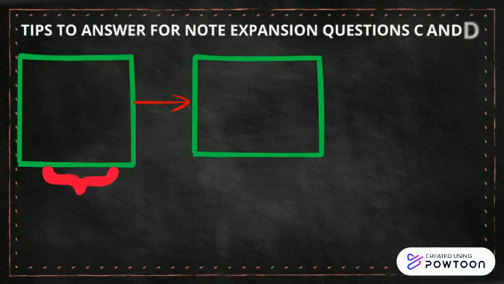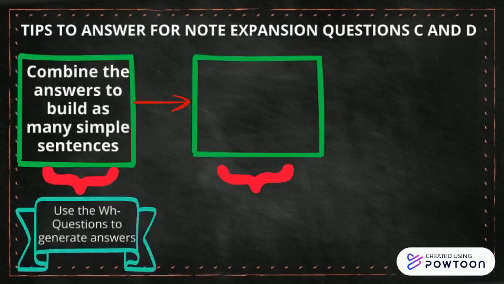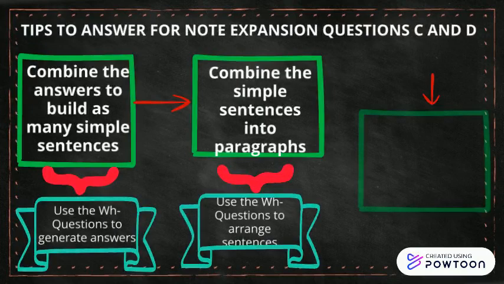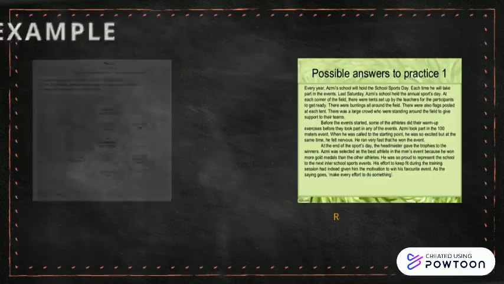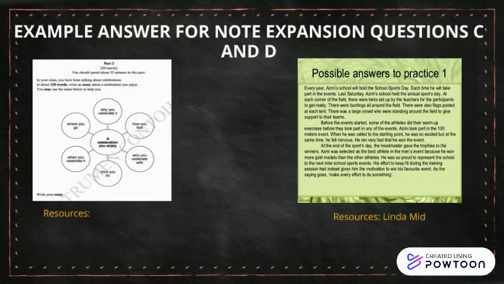Tips for questions C and D. Combine the answers you get from the WH questions into simple sentences. Then combine the simple sentences into paragraphs. Use the WH questions to arrange the sentences to form paragraphs. For additional, add in your own ideas, connectors, adjectives. This is a sample answer for question C and D using WH questions.